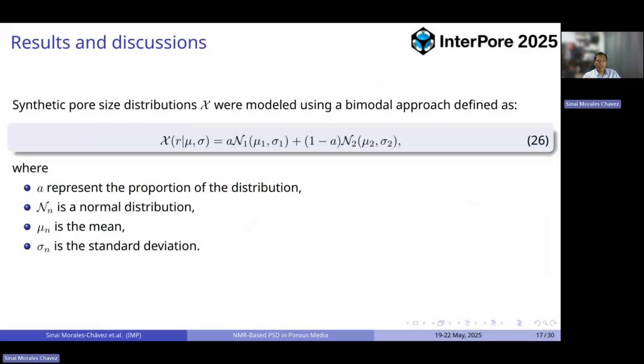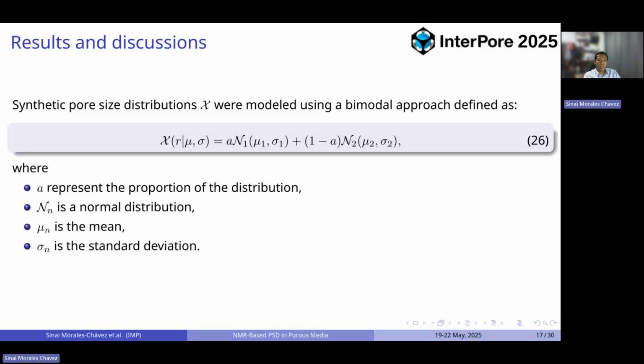To further evaluate the performance of the model, we construct a set of synthetic pore size distributions using a bimodal Gaussian approach. This formulation enables us to represent porous media with multiple dominant pore scales, which is typical in natural formations such as sandstones. Mathematically, the distribution is defined as equation 26, where A represents the proportion of the distribution, N is a normal distribution, mu is the mean, and sigma is the standard deviation.